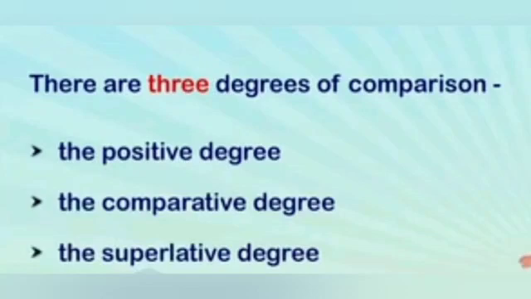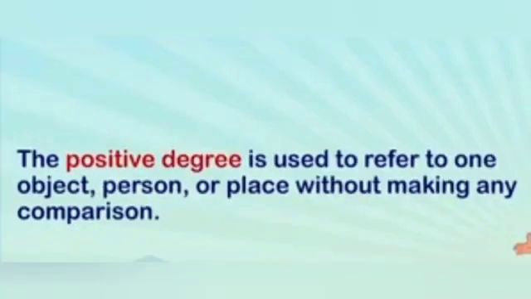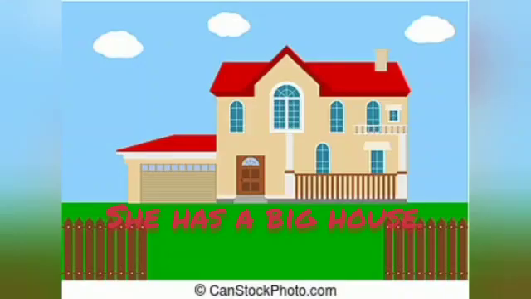Now, first is positive degree. The positive degree is used to refer to one object, person or place without making any comparison. In positive degree, children, we will not compare. For example, she has a big house. You can see the sentence: she has a big house.